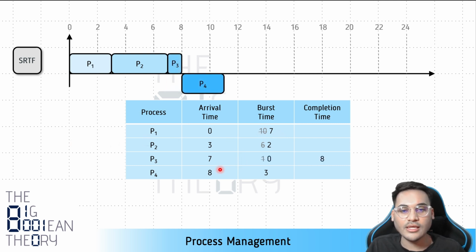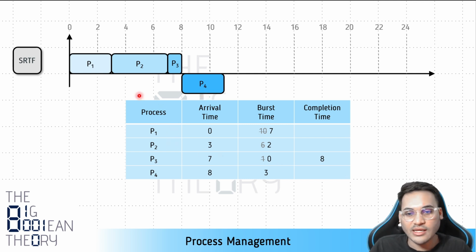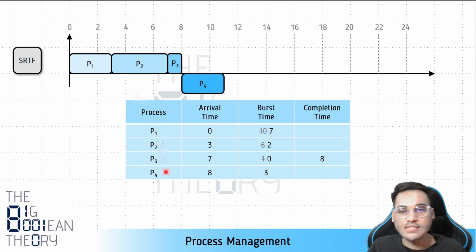Right. So actually at t equals 8, process P4 arrives in the system. Right. So now at t equals 8, as you can see, the final process, that is process P4, arrives in the system, right? And now all the processes have arrived, right?